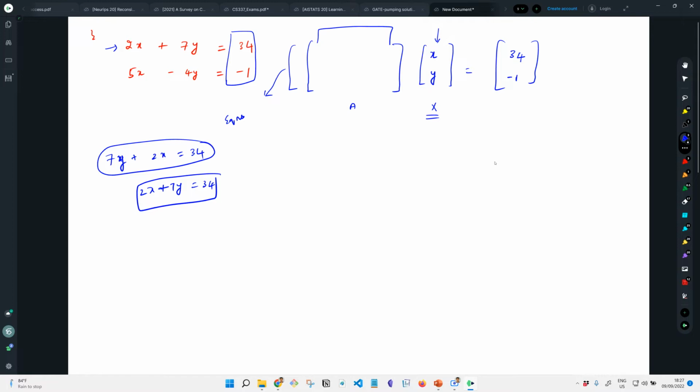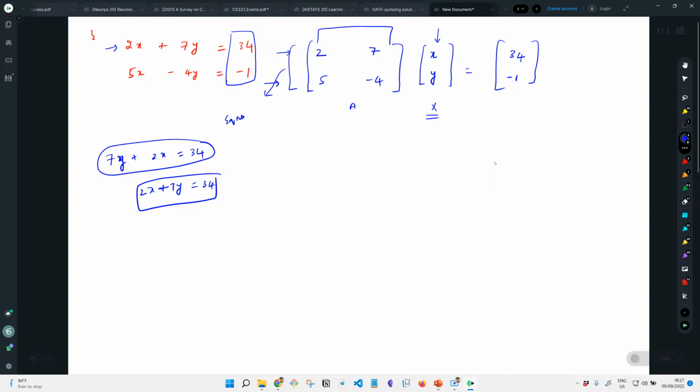Right? Now once you rearrange the terms in the equation in this manner, then what you will fill in A is the coefficients of the equations, right? So here the first row you will fill coefficients of the first equation in the order x comma y. So the first entry will be 2, second entry will be 7. Similarly, in second row you will fill coefficients of the second equation, that is 5 and minus 4.